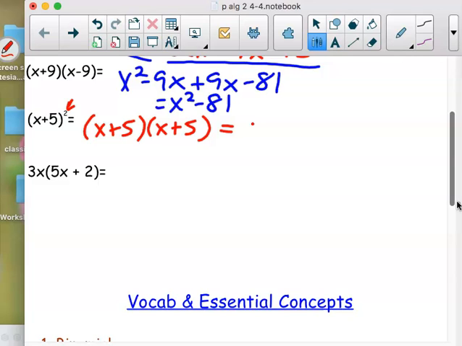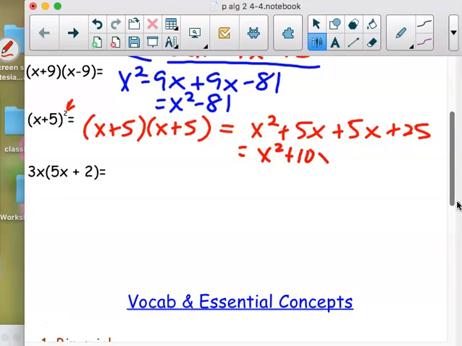First times first, x squared. Outside times outside, plus 5x. Inside times inside, plus 5x. Last times last, plus 25. Now notice the second and third terms are exactly the same. So what really happens is we get two of those. That term is always doubled. So x squared plus 10x plus 25.